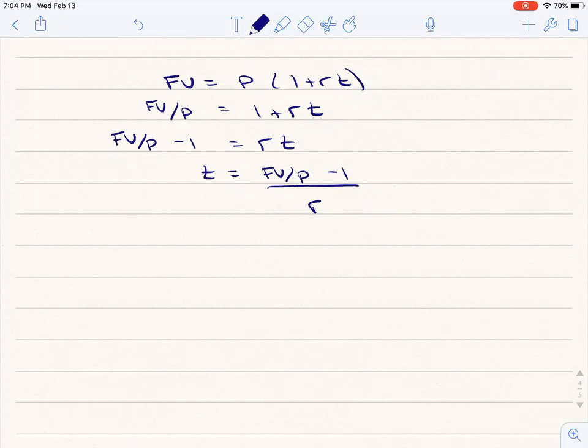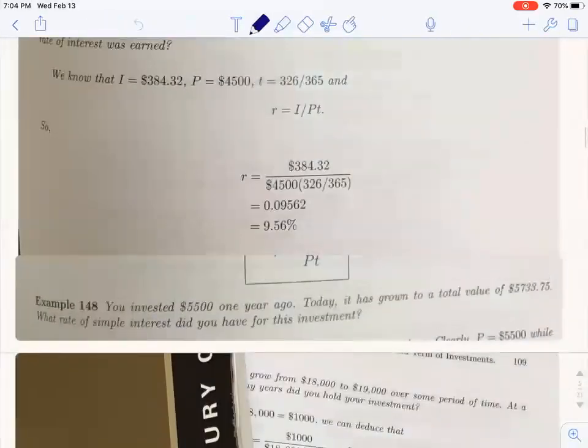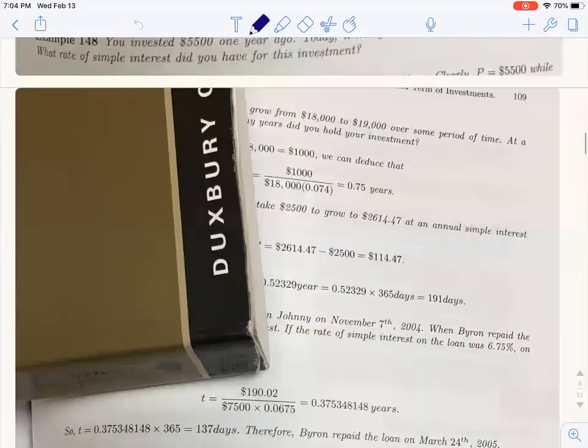Okay. Let's do example 155 because it's a little bit more involved and a little bit more fun.